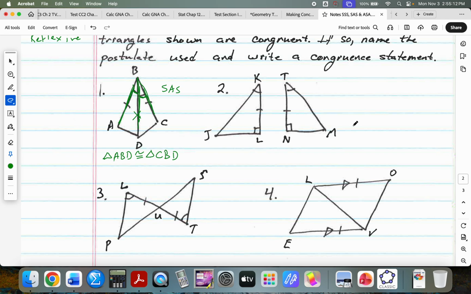All right, let's look at number 2. Here we've got 3 things, but only 2 are marked congruent. But what do we know about all right angles? They're 90 degrees, and therefore they are? One word. No, they're not complementary. Hopefully you wrote this at least once or twice on your homework. All right angles are congruent.